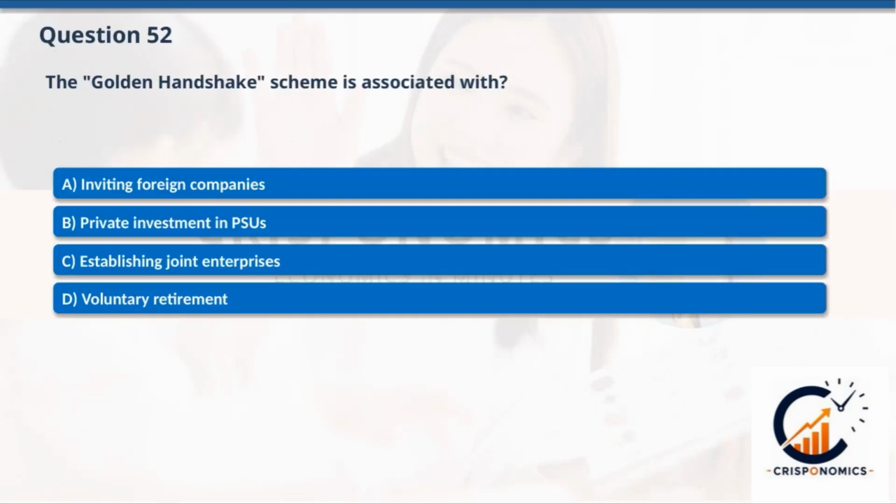Let's look at some common strategies linked to economic reforms and corporate restructuring. Voluntary retirement, inviting foreign companies, private investment in public sector units, and establishing joint enterprises all play distinct roles. Now, the Golden Handshake scheme is specifically connected to one of these. It's a way to encourage employees to leave voluntarily, often used during restructuring to reduce workforce smoothly. So, the key here is understanding which option matches that approach.